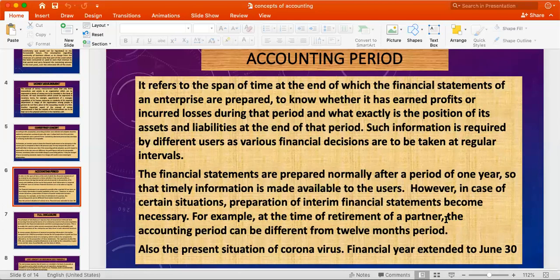As I told you, we generally follow 12 months, that is 1st April to 31st March, but in some situations you may have to extend or reduce the financial year. It depends on the firm. And because it is a sole proprietorship, you have fewer restrictions. But if it is a joint stock company or partnership, you are governed by bodies like GAAP, accounting standards and SEBI and all. SEBI means Securities and Exchange Board of India. So such bodies restrict your way of preparing the financial statements or recording the books of accounts.